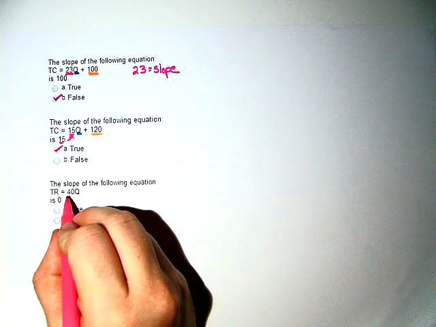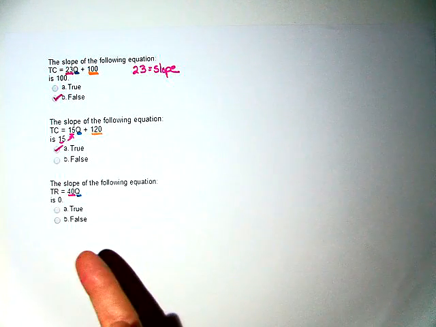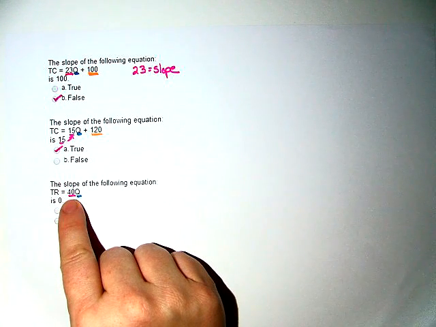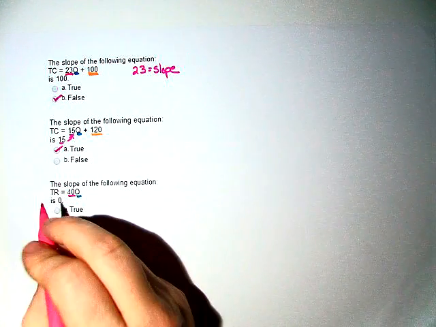Okay, the slope of the following equation, TR equals 40Q. Okay, well, is it 0? Well, we have nothing added here, but we know in this case the slope is the amount of change as it affects quantity. Therefore, the slope is actually 40, so we know that this is false. So that's a little bit about slope in these units.